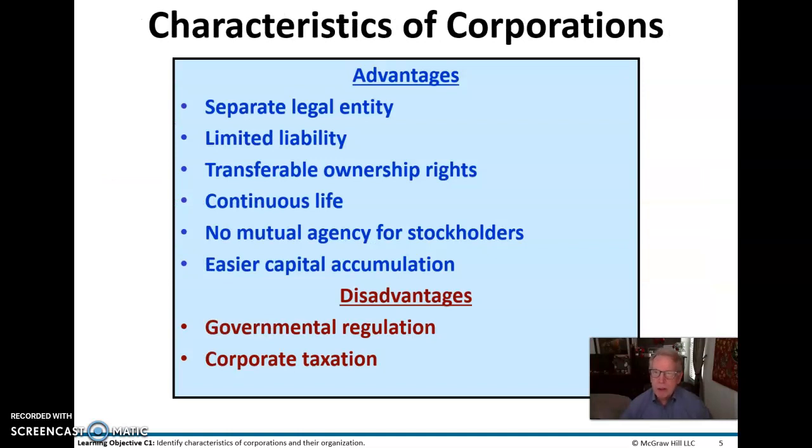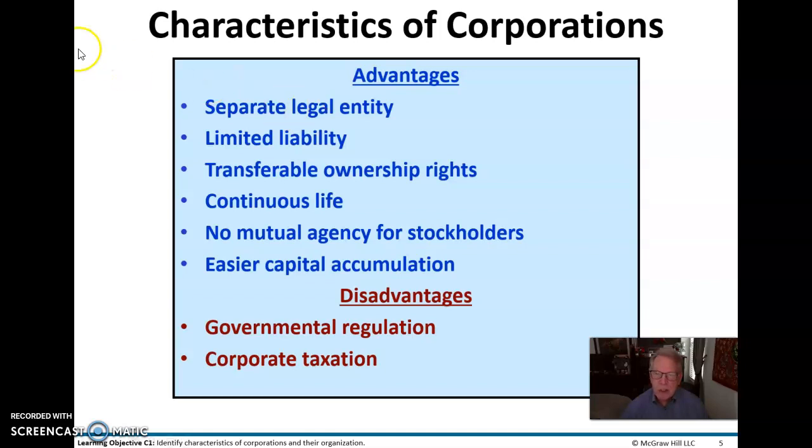Okay, so we said that it's a separate legal entity here. It has limited liability, meaning that the corporation itself is liable, but the stockholders are only liable to the extent of their purchases of stock. That stock can plummet in value, and for that matter, go up in value, but that's the extent of the liability under most situations for stockholders. And we can transfer those ownership rights very easily by selling that stock to somebody else.